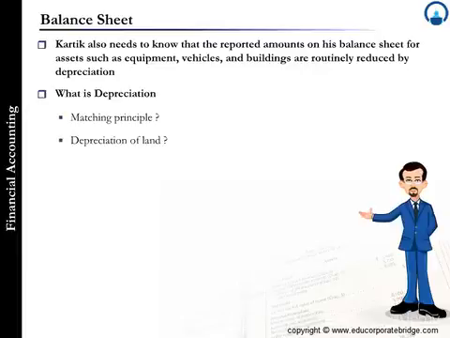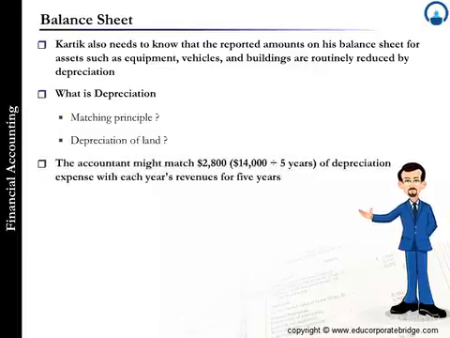Depreciation is the allocation of the cost of the asset to depreciation expense on the income statement over its useful life. Fast Track truck has a useful life of 5 years and was purchased at a cost of $14,000. The accountant might match $2,800, that is $14,000 divided by 5 years, of depreciation expense with each year's revenues for 5 years. Each year the carrying amount of the van will be reduced by $2,800. The carrying amount, or book value, is reported on the balance sheet, and it is the cost of the van minus the total depreciation since the van was acquired.